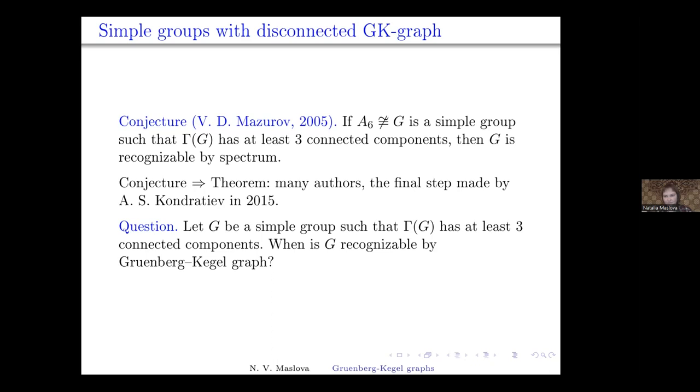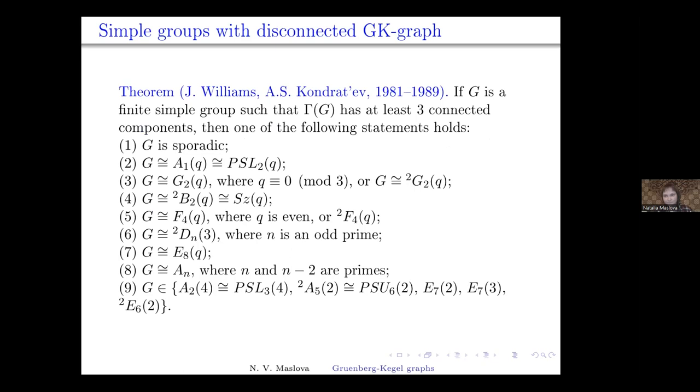And here is the following question. What about recognizability of these groups by Gruenberg-Kegel graph? Possibly, it's enough to consider the Gruenberg-Kegel graphs. And what can we tell here? Finite simple groups with disconnected Gruenberg-Kegel graphs are known. These are results by Williams and Kondratyev around 30 years ago. These results are old and checked many times.